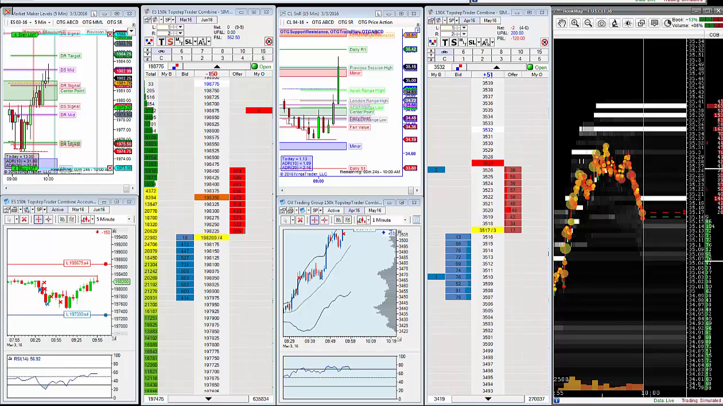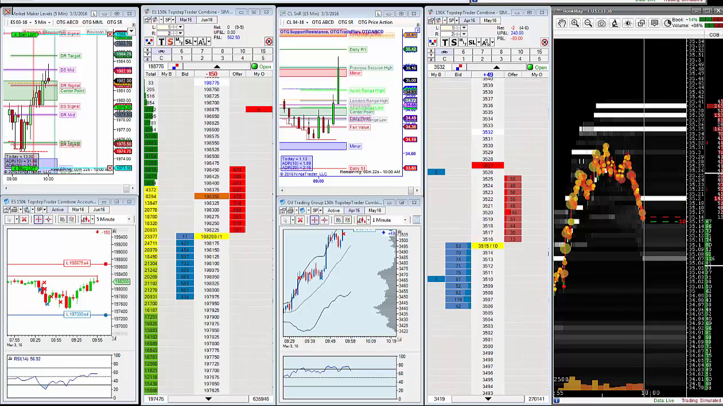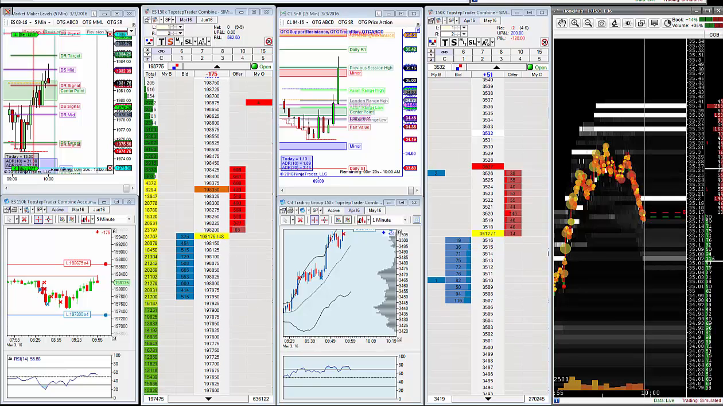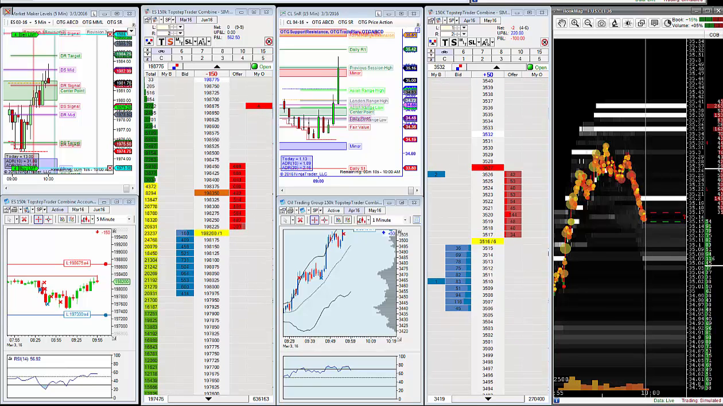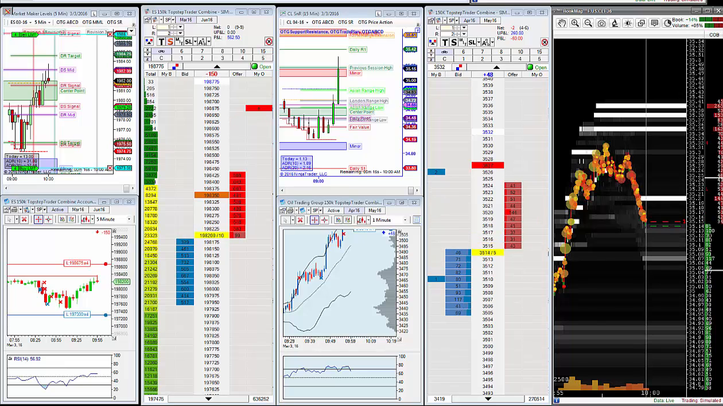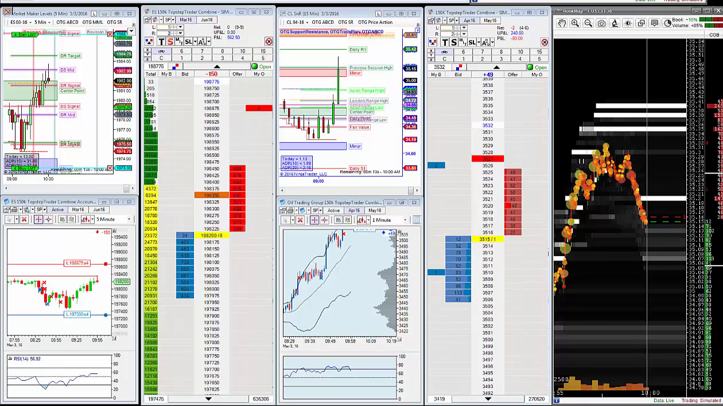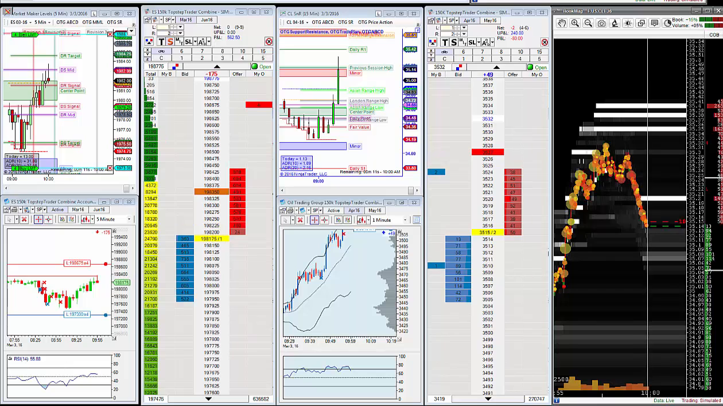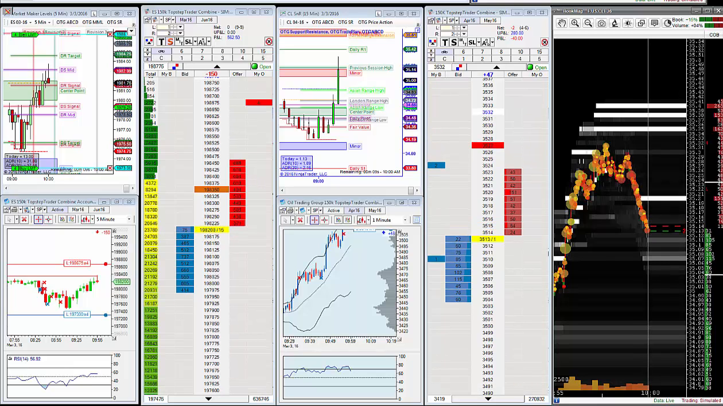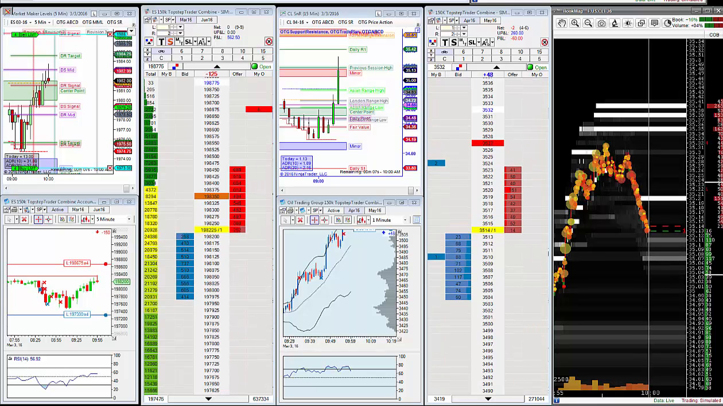I'm going to take one off at 10. Come on. 15, 14. Actually, bring this. Yeah, there's 15, 14. Taking one off at 10. Bring the trail stop to 24. There's 13, 12.